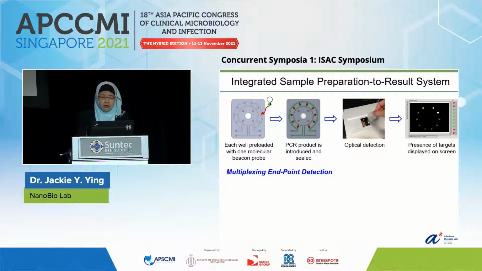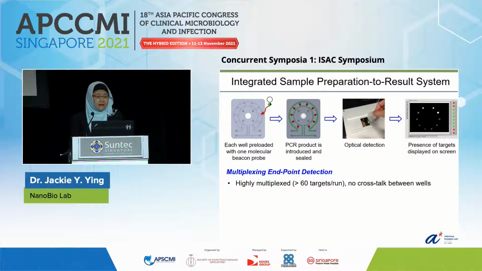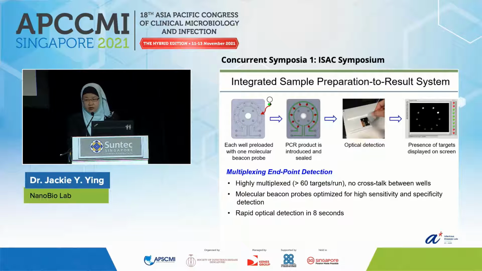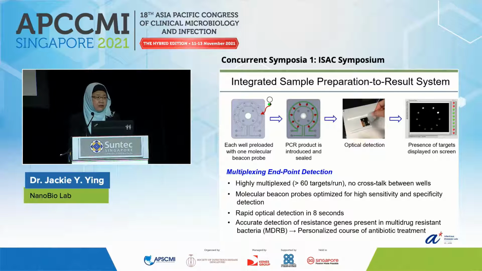Okay? And we have developed an optical device that allows us to read the fluorescence signal. Okay? So this system can use what we call omegaplex, but also it can be expanded beyond the number of wells that is shown here to more than 60 targets per run. And there's no crosstalk between the wells. So the molecular beacon probes basically can be optimized for very high sensitivity and specificity. Okay? The rapid detection after the PCR amplification takes just a matter of seconds. And it allows us to accurately detect various different resistant genes present in a multi-drug resistant bacteria.